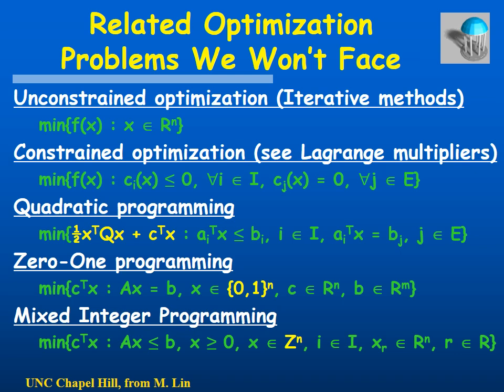Similarly, there are problems of constrained optimization with not necessarily linear objective functions and constraints, in which case there's a method called Lagrange multipliers that allows you to turn the problem into a higher dimensional problem of unconstrained optimization. And then we can use the iterative methods for that.